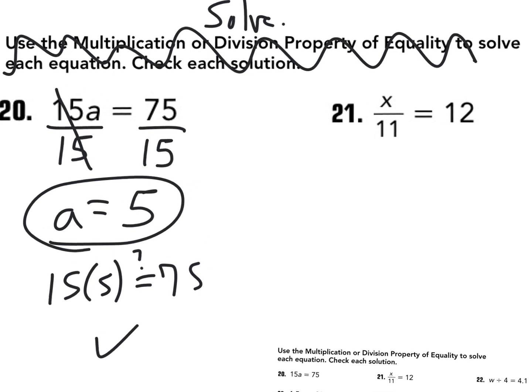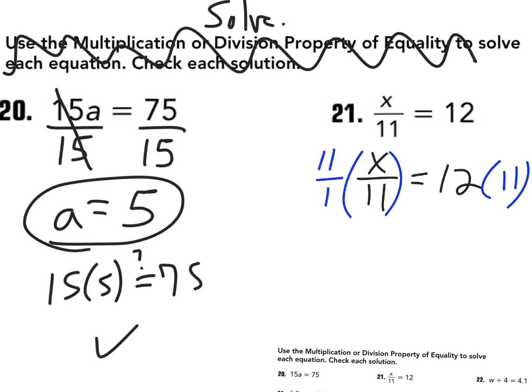On number 21, I'm going to rewrite it because I don't have too much room over here, but the variable is being divided by 11, so we need to multiply by 11. And when you multiply that, work it out to the side. If you don't remember this fact, this is 132.